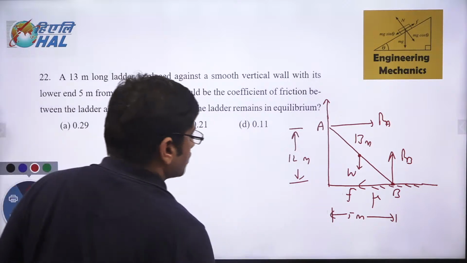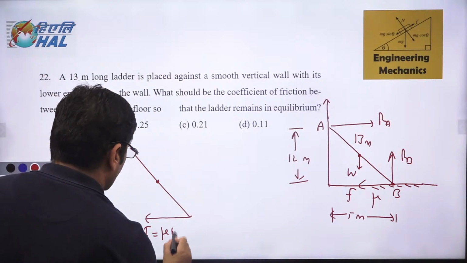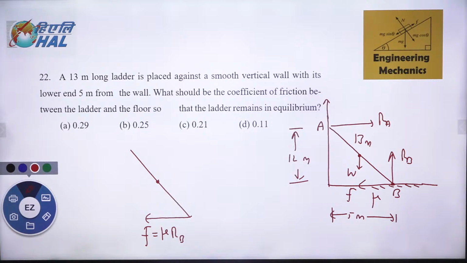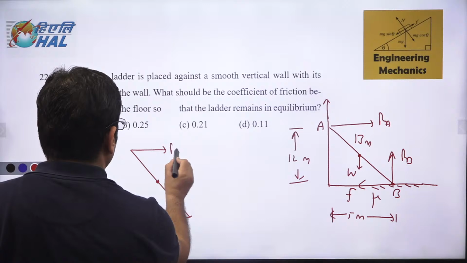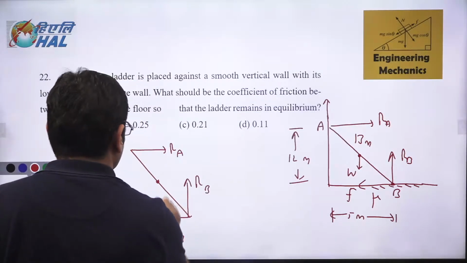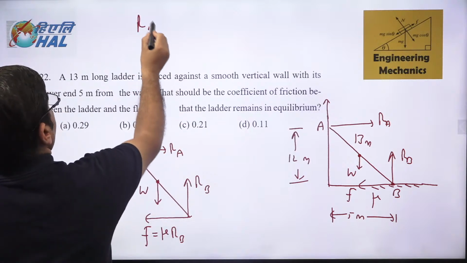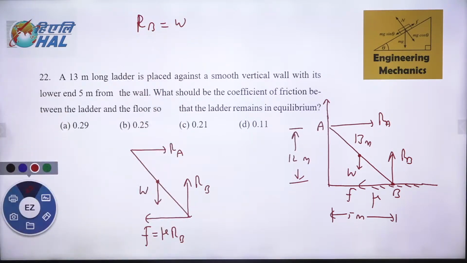Now this friction force is mu into RB. The normal reaction at point B is RB. This force is RA. This force is RB. This force is W. So as you can see, there are two horizontal forces and two vertical forces. Vertical forces RB and W will be balancing one another. So the vertical forces will be equal. RB is equal to W.